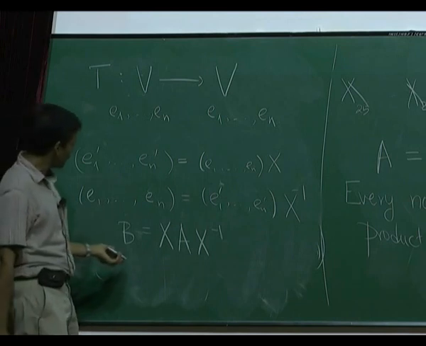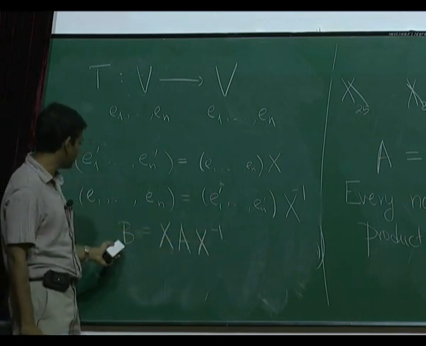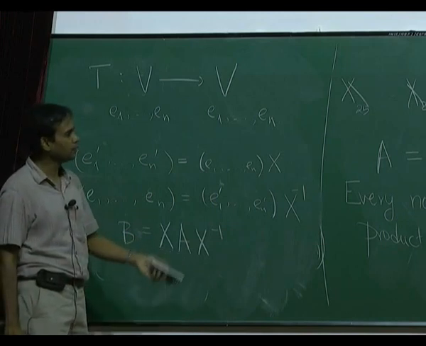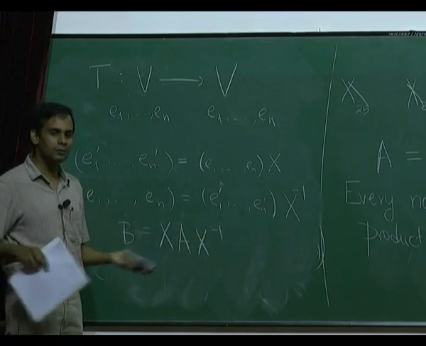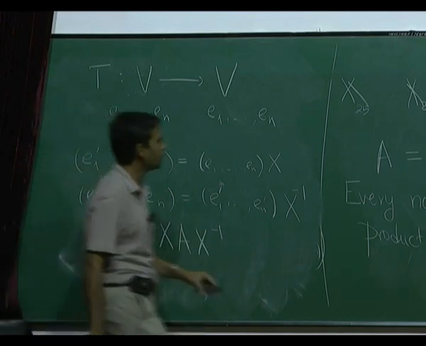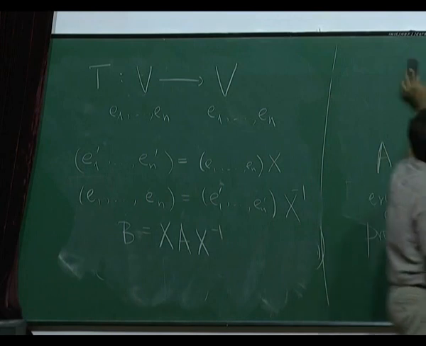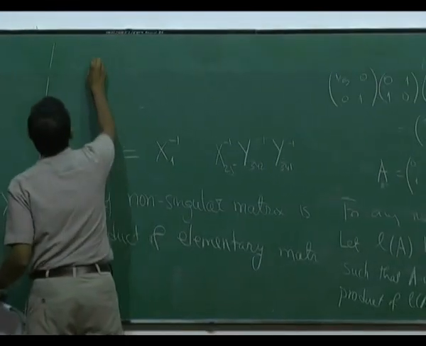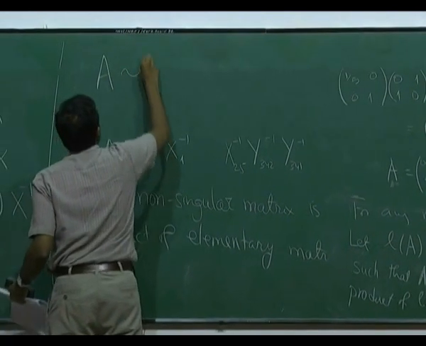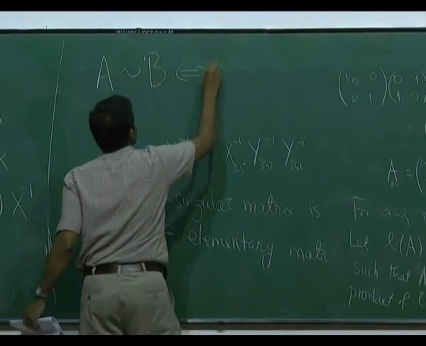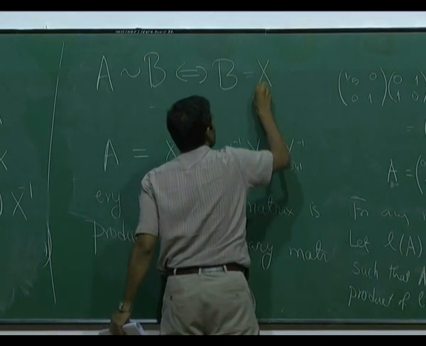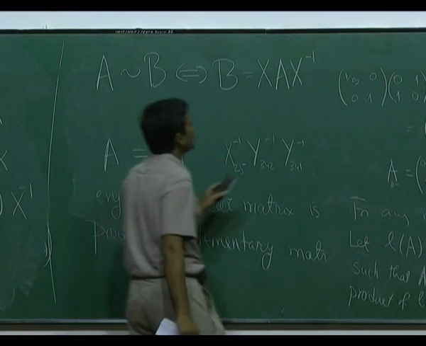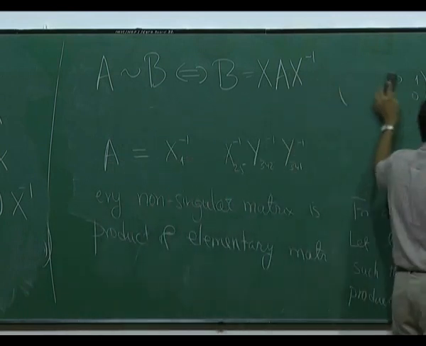And this time determinant is preserved. Determinant of B is determinant of A. So you can't expect so few canonical forms because the determinant can be anything. So you won't get a finite number of canonical forms. So now this is called the similarity relation. So A is similar to B if and only if B is equal to x A x inverse for some, of course, non-singular matrix X, because I have already written down x inverse.